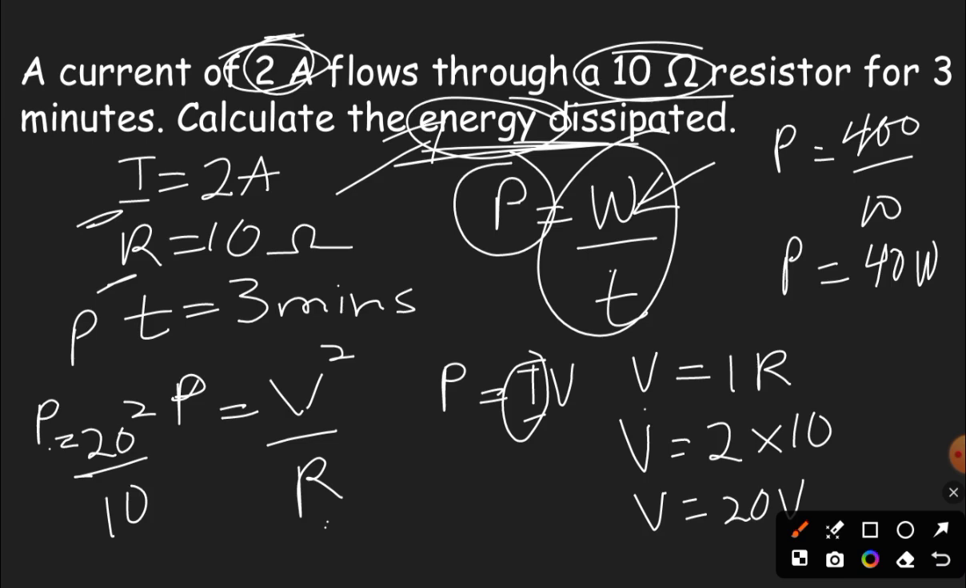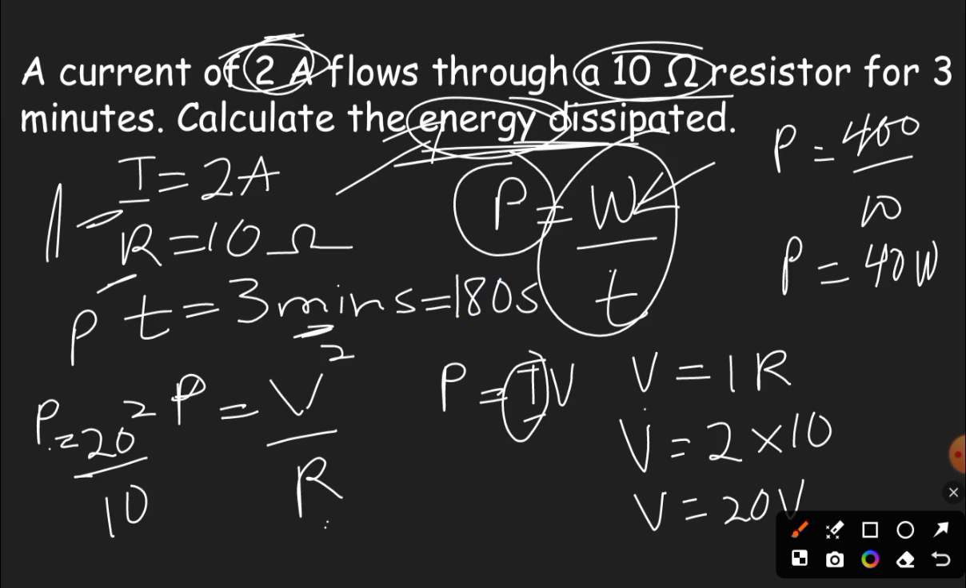But take note, the time. Remember what I said about the time? We have to convert 3 minutes to seconds. Now, if 60 seconds make 1 minute, then how many seconds will give us 3 minutes? So 3 times 60. 3 times 60 is 180 seconds. So that's what we are going to work with.